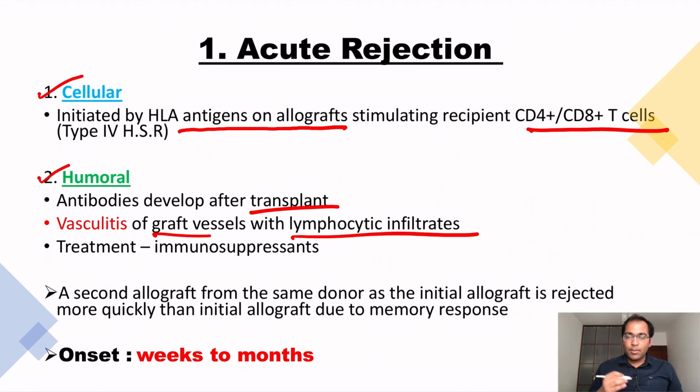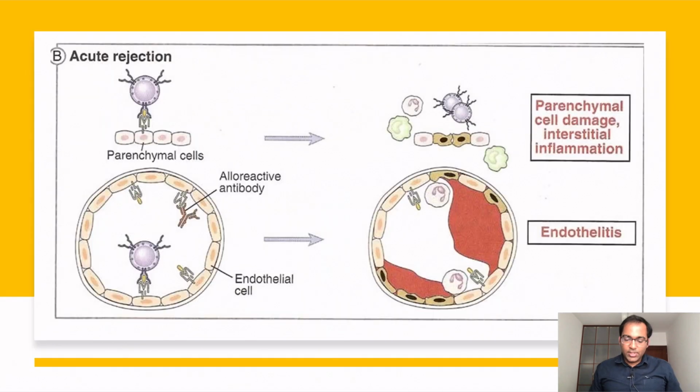The very important point to remember here is the onset. It takes weeks to months for acute rejection to occur. This is a cartoon that shows the acute rejection, and we can clearly see that there is an alloreactive antibody, my antibody, and it is reacting to the antigen. Because of this, we have parenchymal cell damage, interstitial inflammation, and endothelitis or vasculitis. I hope you guys understood the cartoon.